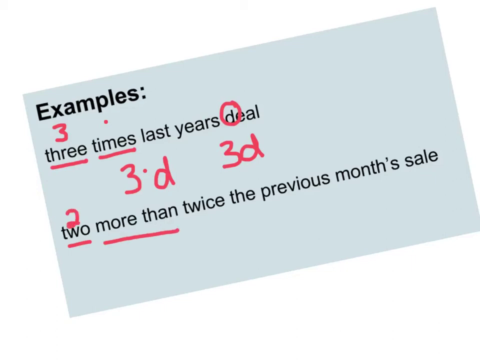The next example, you'd have 2 more than twice. Twice means 2 times something, and it says the previous month's sale, so I'm going to put S for sale. So I have 2 more than 2 times the previous month's sale, or S.